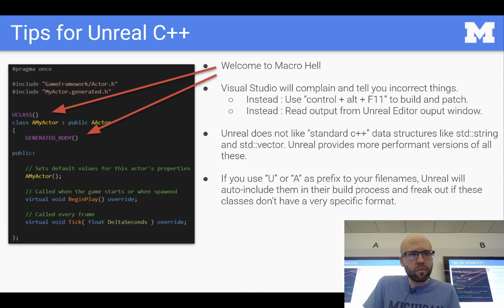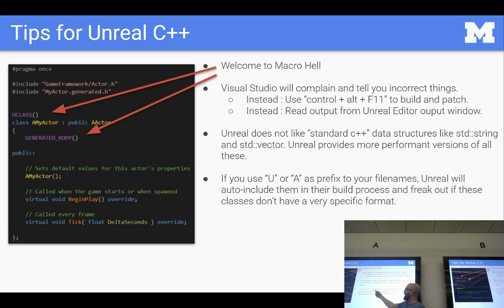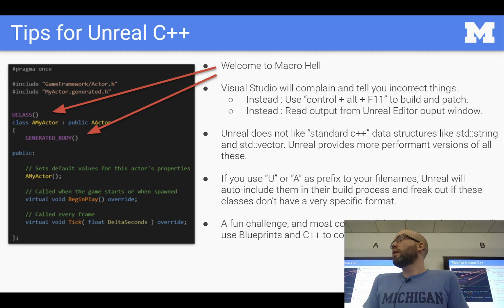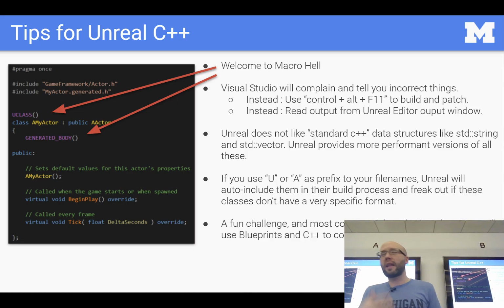Okay? Another thing that's amazing and very terrifying, if you ever put a U or an A as a prefix to any of your file names or classes, Unreal will auto-include them in their build process and will get really, really nasty if those classes don't have a specific format. Okay? So the takeaway here is that if you go into Unreal C++, things are going to get real spicy real fast. Okay? And so just be ready for that. There are a lot of foot guns. There are a lot of ways to mess this up.